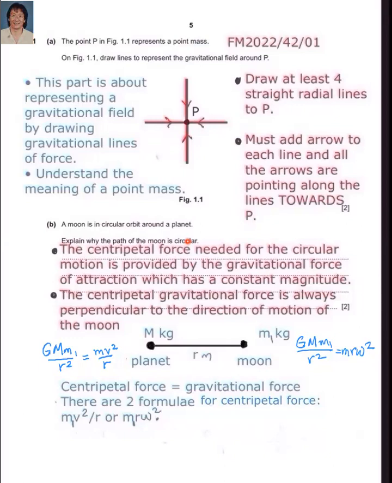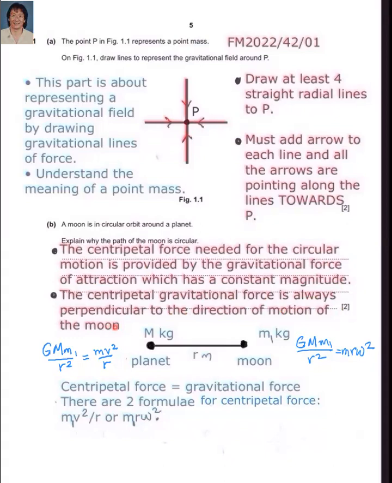So in order to score the 2 marks in this question, the first mark is to explain what provides the centripetal force. The centripetal force needed for the circular motion is provided by the gravitational force of attraction, which has a constant magnitude. That's also important. Then to get the second mark, the centripetal gravitational force is always perpendicular to the direction of motion of the moon.